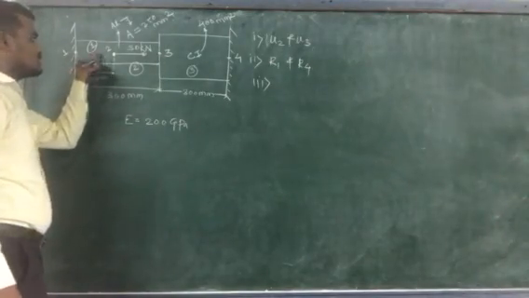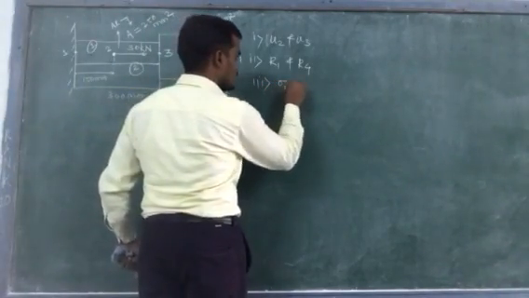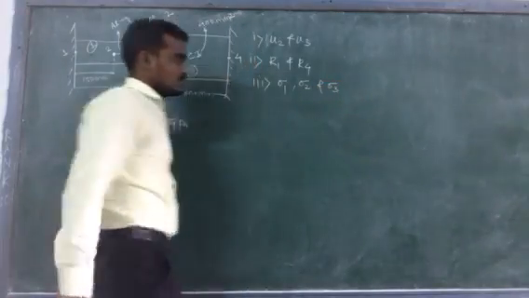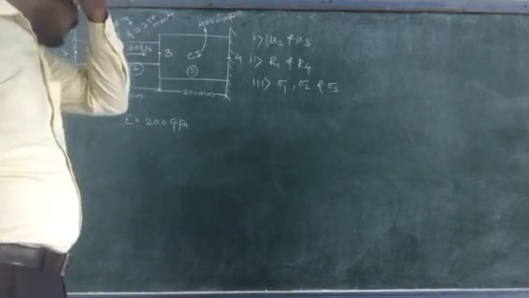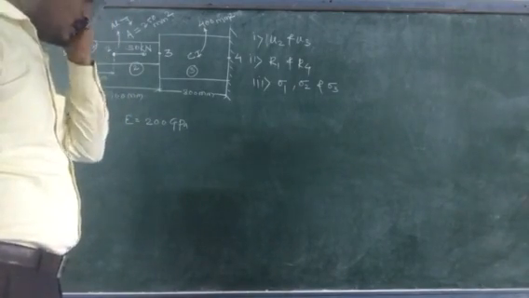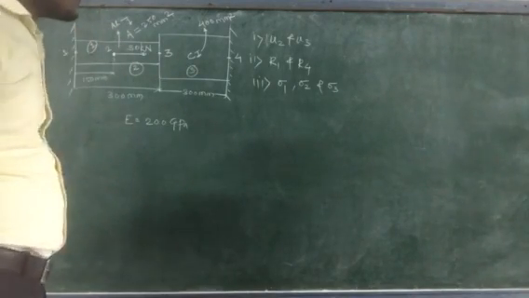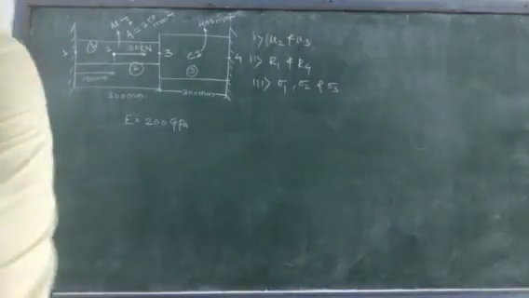So as there are 3 elements, 1, 2, 3, you need to find out 3 stresses: sigma 1, sigma 2 and sigma 3. Okay. Actually, this example was asked in your end semester examination for 10 marks, okay, in last year. So now we'll try to solve this example.